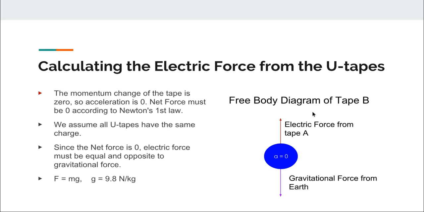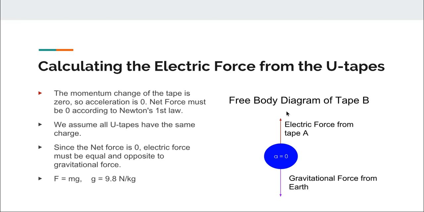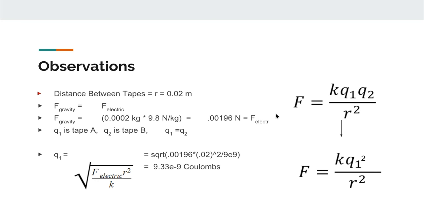We calculate the gravitational force with the formula F equals mg, where g is the gravitational constant. Here's a free body diagram of the tape, where the electric force is equal and opposite in direction to gravity. They have the same magnitude, my bad, but they have opposite directions.